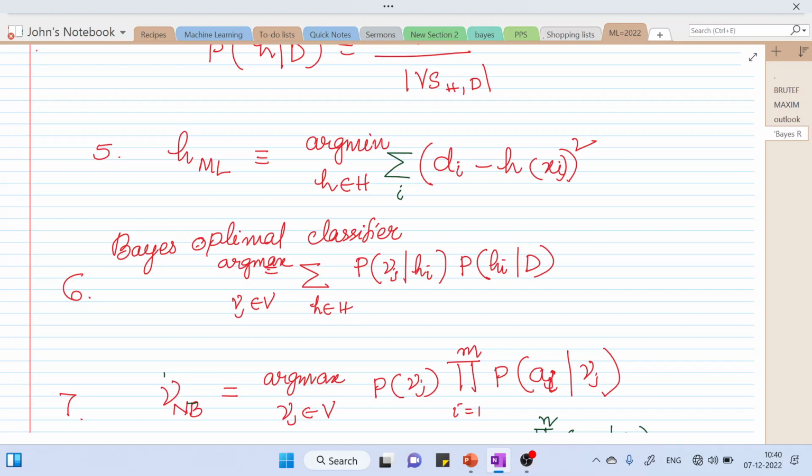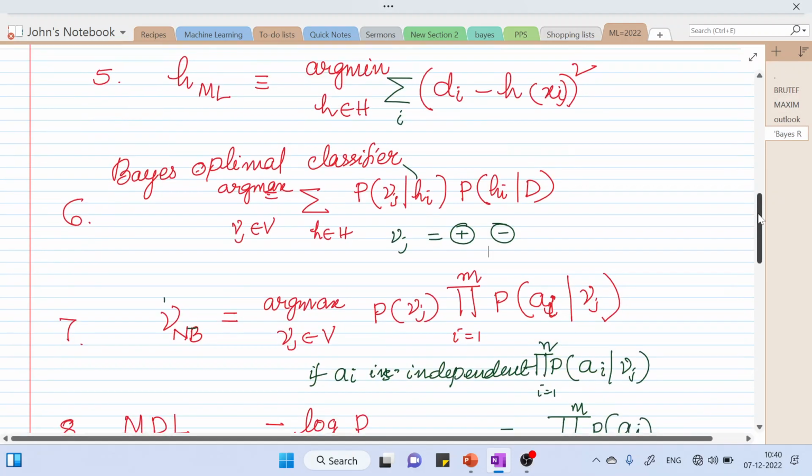Then the optimal classifier is, if you want to classify, then the probability of the target value, here Vj may be either positive or negative if it is a binary classification, given Hi into the probability of Hi given D.